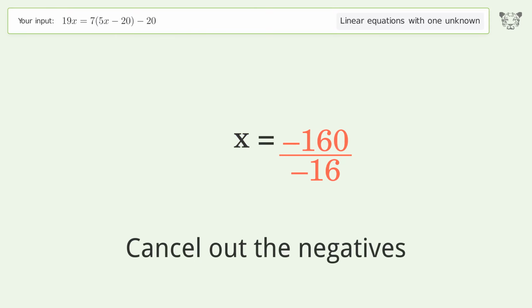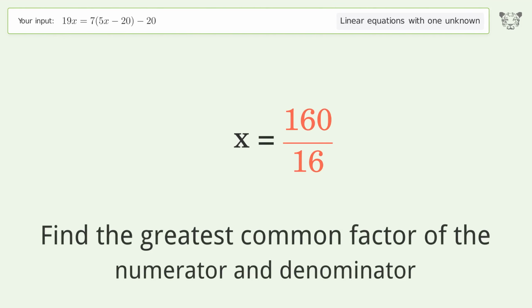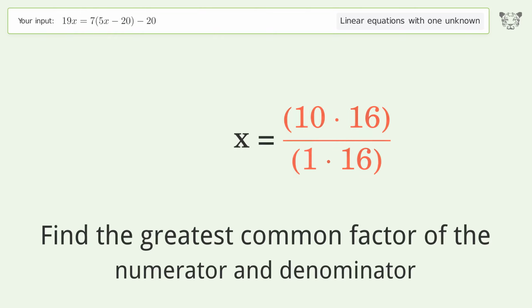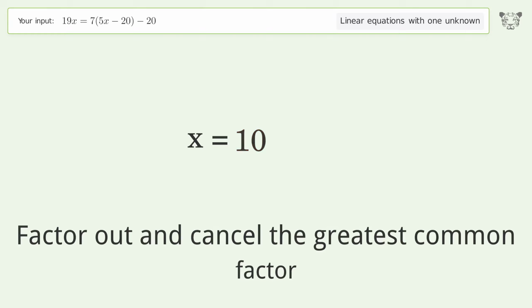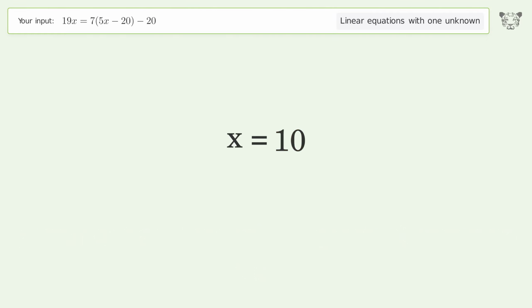Cancel out the negatives. Find the greatest common factor of the numerator and denominator. Factor out and cancel the greatest common factor. And so the final result is x equals 10.